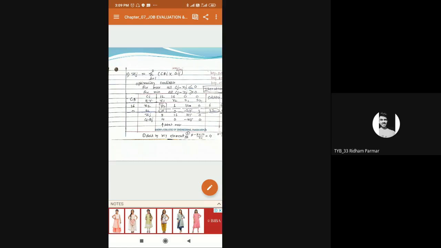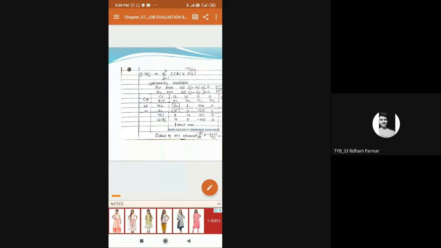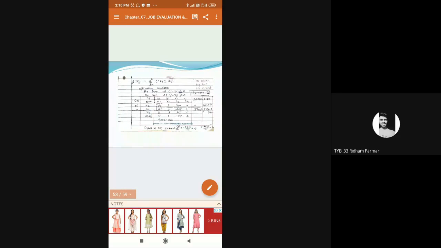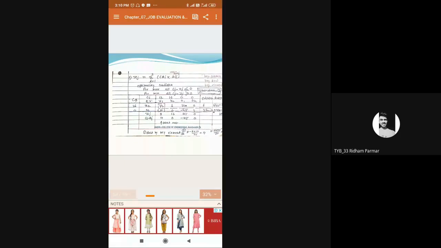Means it should be negative or 0 for maximum condition. In our previous table, if you see, there 12 and 16, these values are positive. But what are we expecting? 12 and 16, these values should be negative or 0 as per my maximization condition. Here I have written the optimality condition for maximum: all Cj minus Zj less than or equal to 0. For minimum, this is greater than or equal to 0. So this is the interpretation number 1.